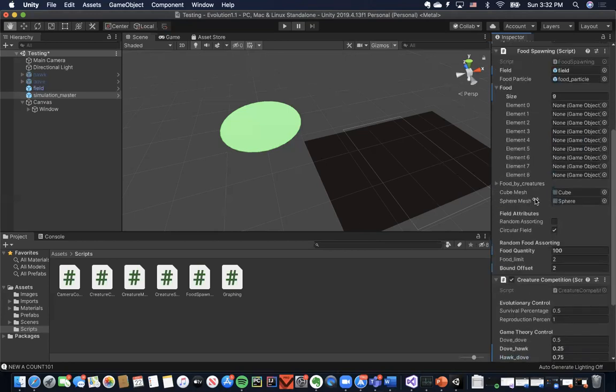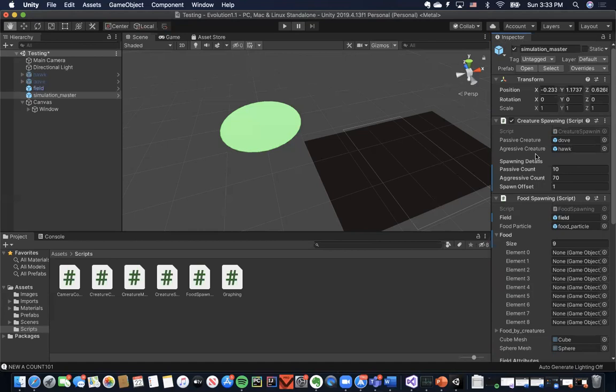The last thing to mention is the food quantity. This is actually important because we're going to be manipulating it down the line, and you will see that it changes the results of our simulation. Changing the food quantity can actually change the number of hawks and doves, or the equilibrium of hawks and doves, as we go through generations.